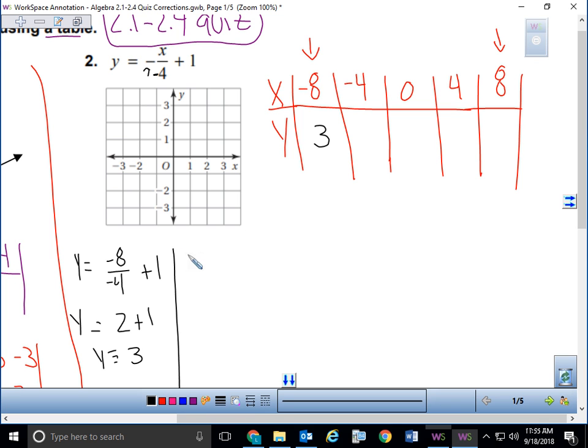Plugging in the next one, I'm going to have -4. Again, I'm going to let that negative be with my denominator. I have -4 over -4 plus 1. Two negatives make a positive. 4 divided by 4 is 1. 1 plus 1 is 2.